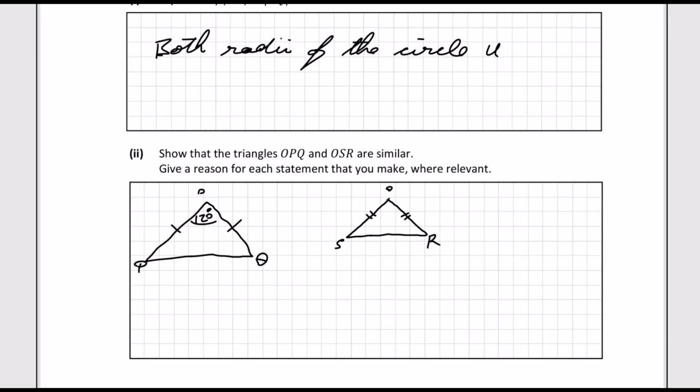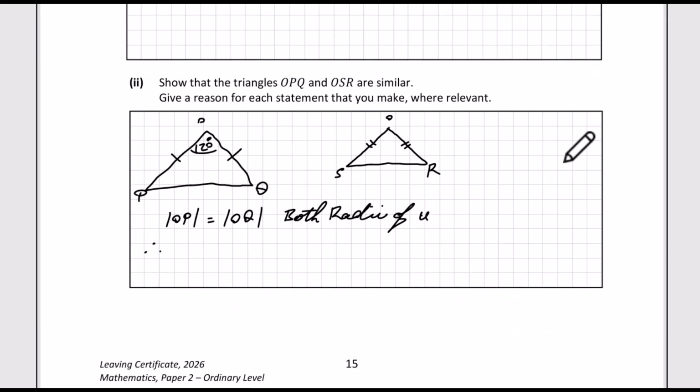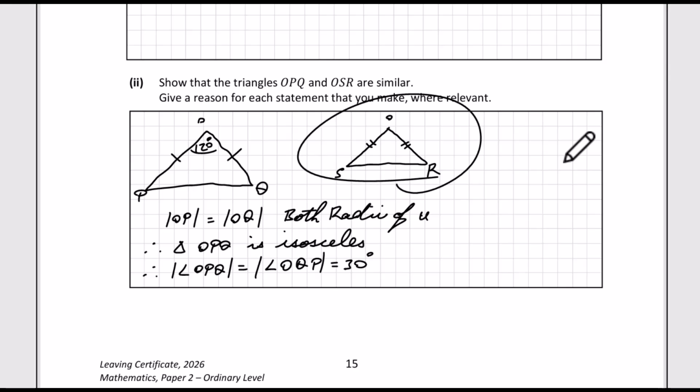So we can say something like OP is equal to OQ, and the reason for that is that they're both radii of the circle U. Therefore, triangle OPQ is isosceles. Therefore, the angle OPQ is equal to the angle OQP, which is 30 degrees. So it's the same for this triangle here.